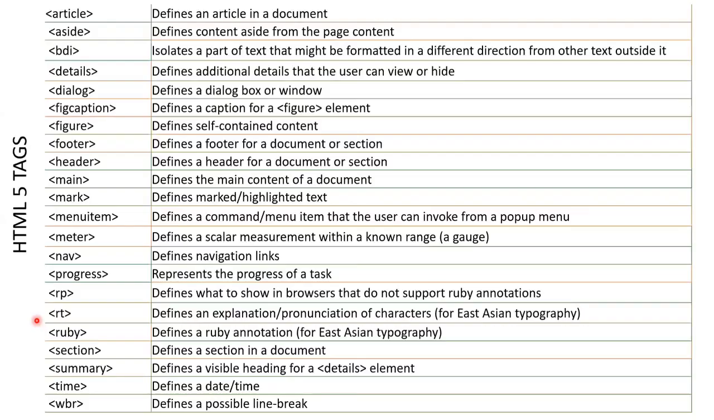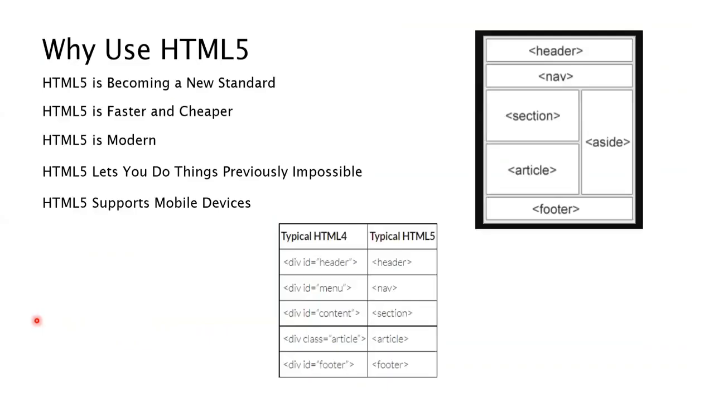Now we'll go to the features. These are the features of HTML5 tags, and why we should use HTML5 is because of this kind of features: it's becoming a new standard. It is faster and cheaper, modern, and that is something that was not possible previously. And it also supports mobile devices. These are the differences between HTML4 and 5.